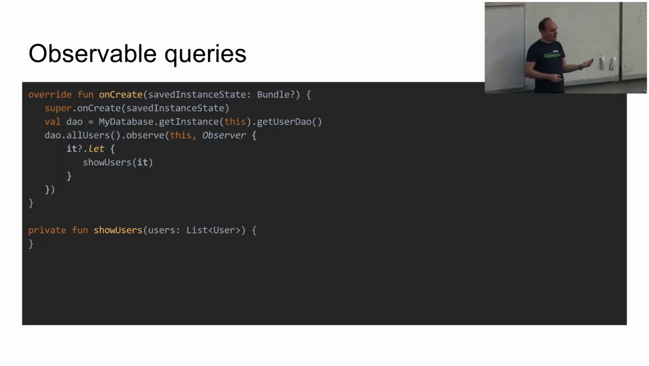So once you have that set, using live data, it's pretty simple. You just on create, you just observe that data, and once that data comes in, you do something with it. So that's pretty easy.